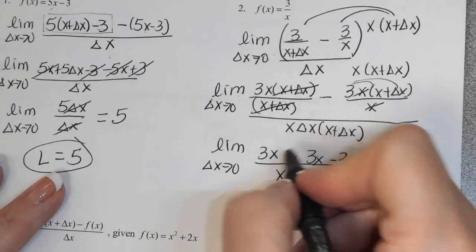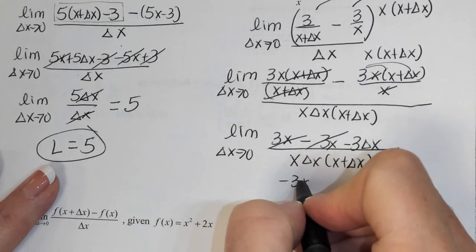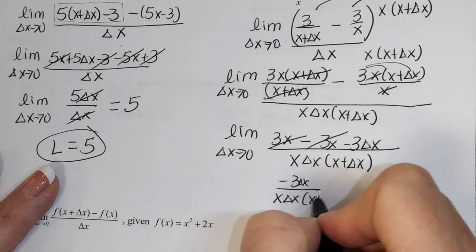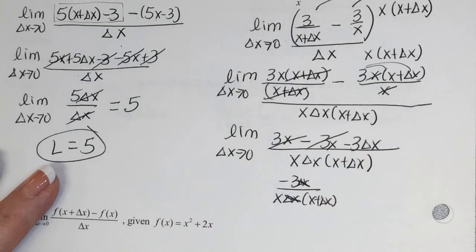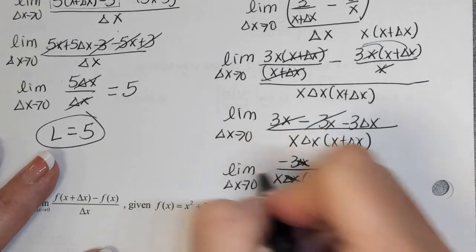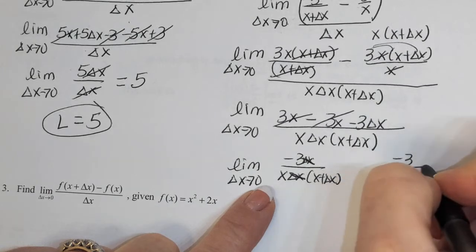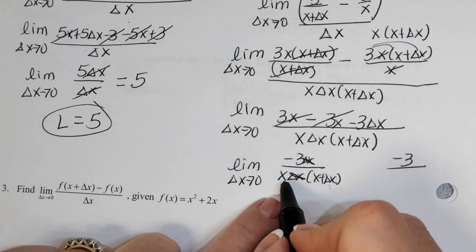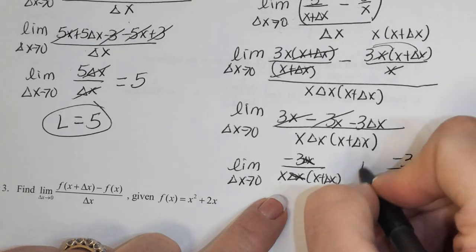So now these are going to be 0. I have negative 3 delta x over x delta x, x plus delta x. These delta x's can now cancel. And now I can finally plug in my 0 for delta x. So it's going to be negative 3 over, this is 0. So now all I've got is x times x, which is going to be x squared. And that would be our limit.